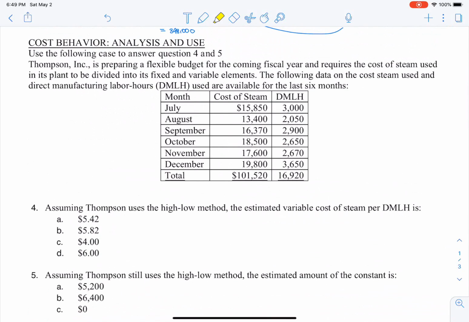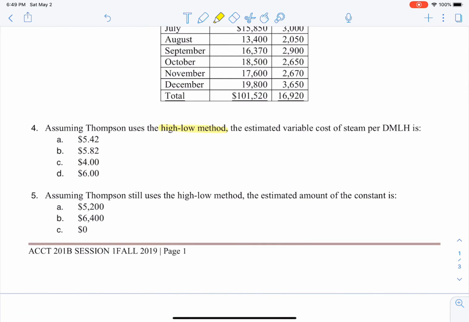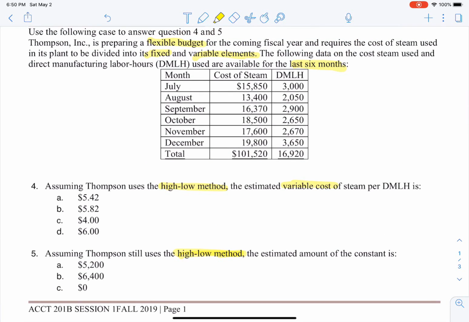They give us the flexible budget for the fiscal year and require the cost of steam used in plants to be divided into fixed and variable elements. The following data on the cost of steam used and direct manufacturing labor hours, the DMLH, are available for the last 6 months. For number 4, we are using the high-low method, same as number 5. For number 4, we have to estimate the variable cost of steam per direct manufacturing labor hour.